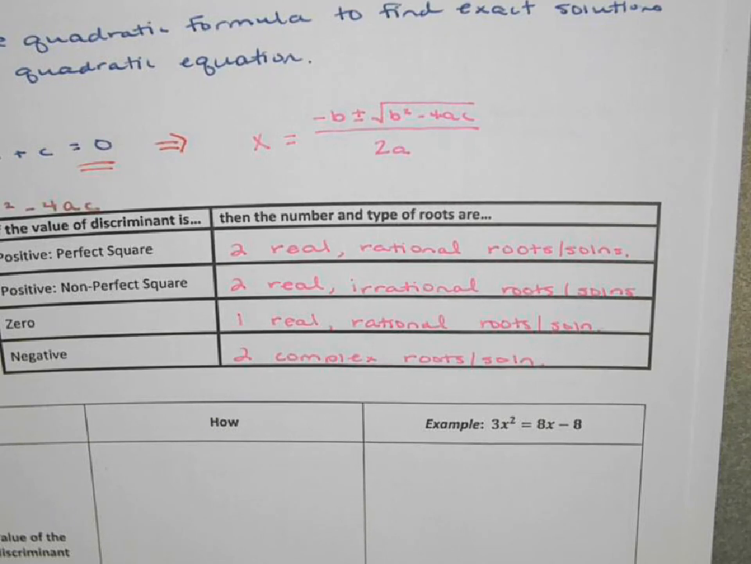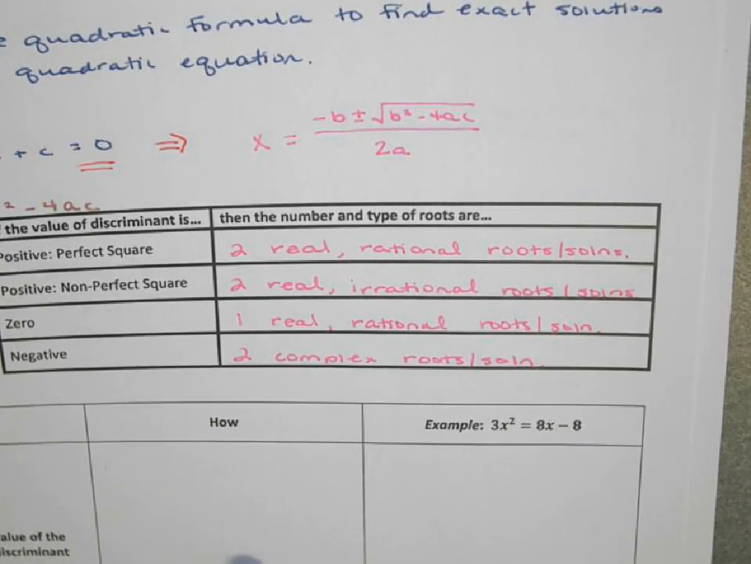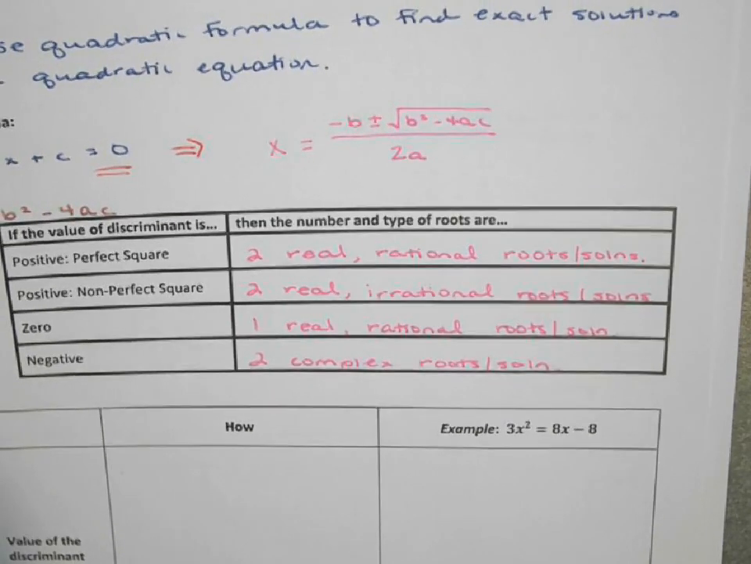So, the first thing that we are going to do here is we have an example. How do we find the value of the discriminant? Well, we're going to use that b squared minus 4ac.